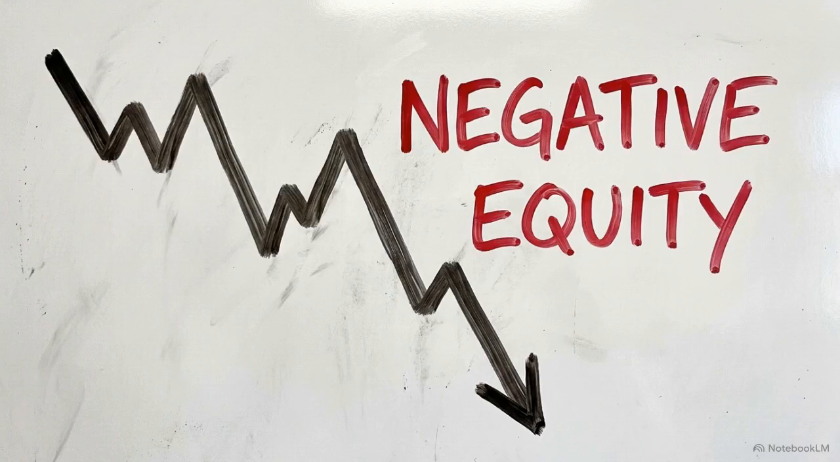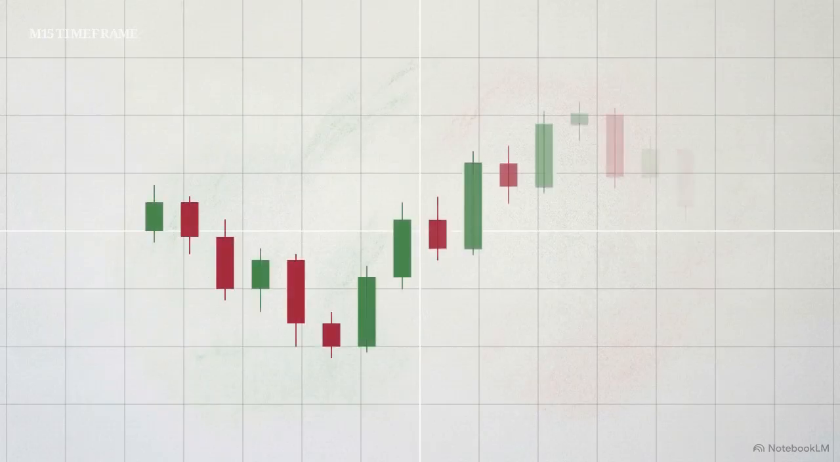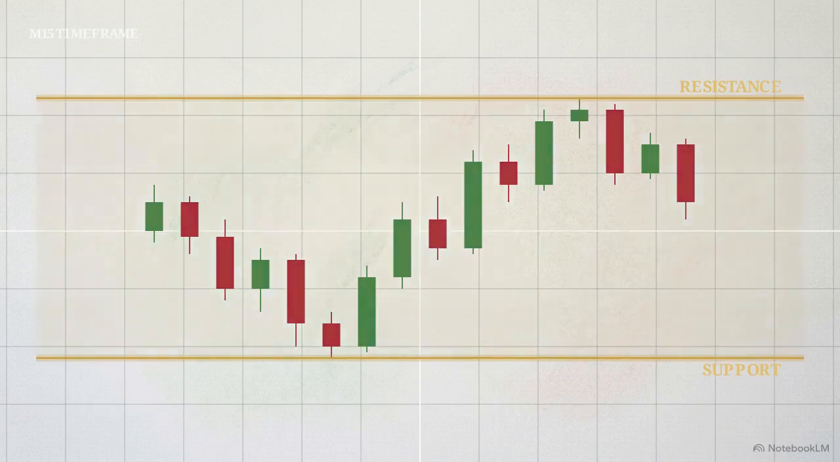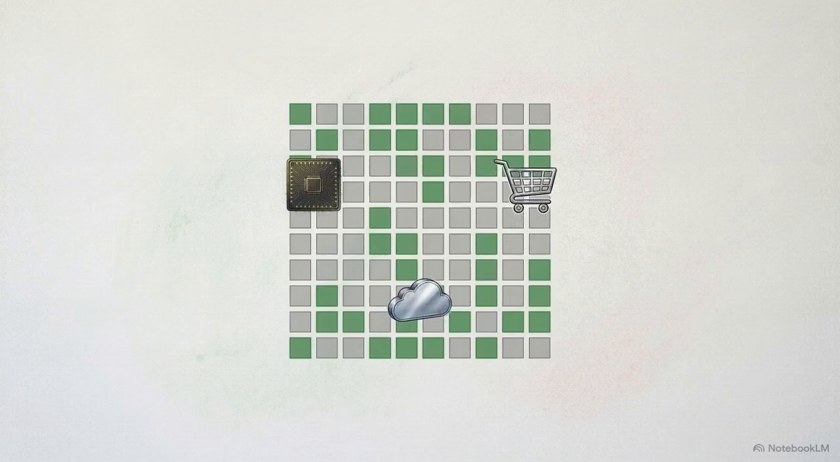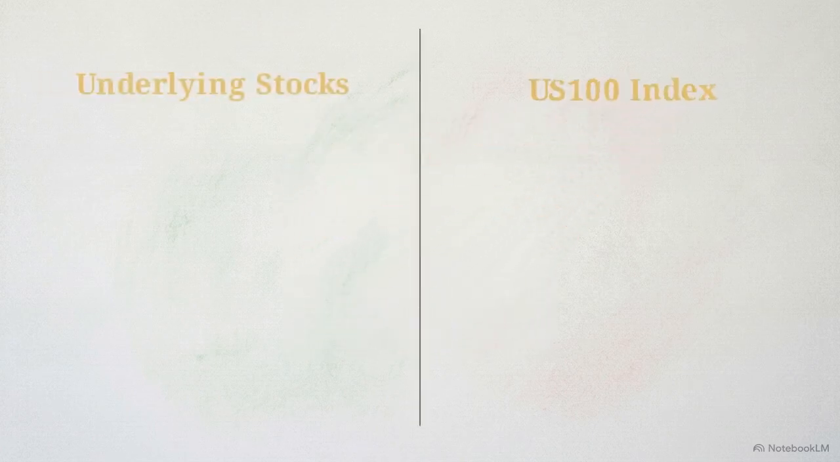You can have the perfect account setup, but without a structured methodology, that capital is exposed. We are going to follow the next steps exactly to protect your balance and find reliable entries. Step 1 is understanding what actually drives the US100. It is a composite index, meaning its overall movement is directly correlated to the top 100 non-financial US stocks.